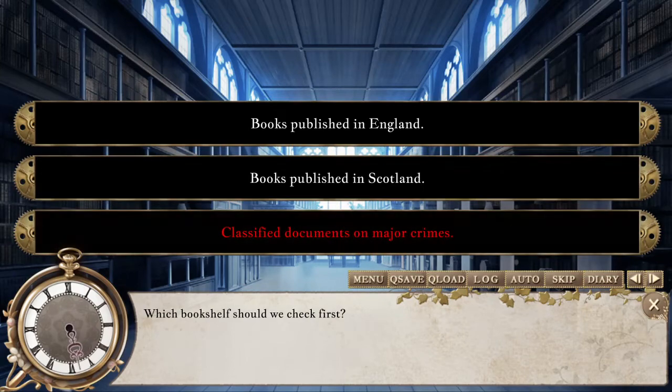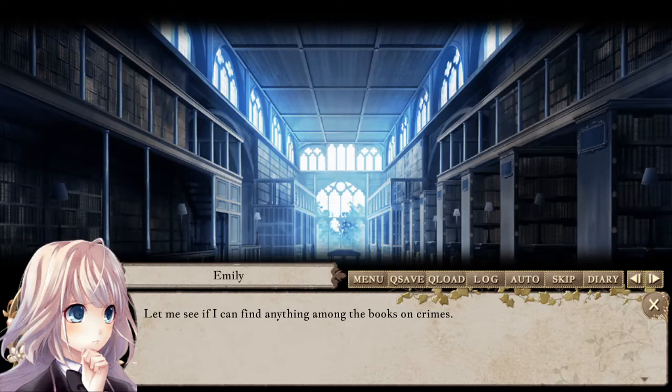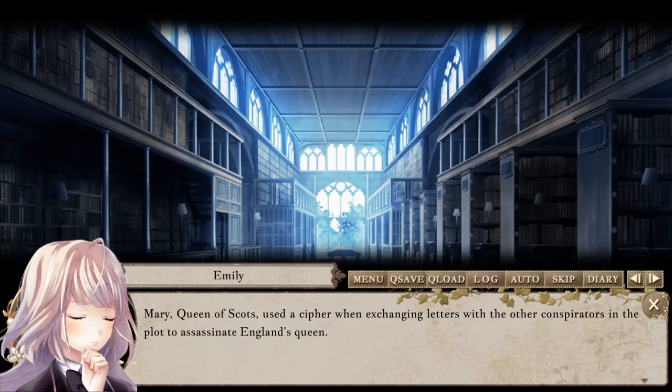I think this is just for your detective rating, and I think I got it right the first time. Let me see if I can find anything among the books on crimes.